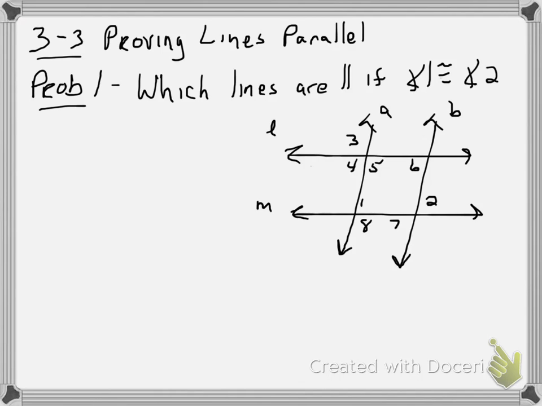So in this problem, it says that angle 1 is congruent to angle 2. So we've got angle 1 congruent to angle 2. What line are those on? Well, those are on line M. So if they're on line M, what lines does line M cross? Well, line M crosses A and B. So therefore, A is parallel to B.